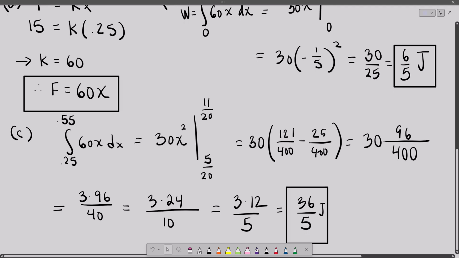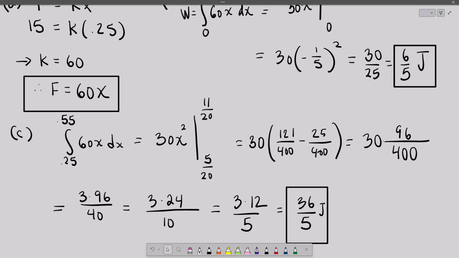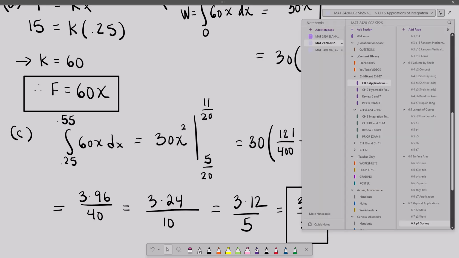So integrate force to get work. Force times distance is work. Don't forget that.